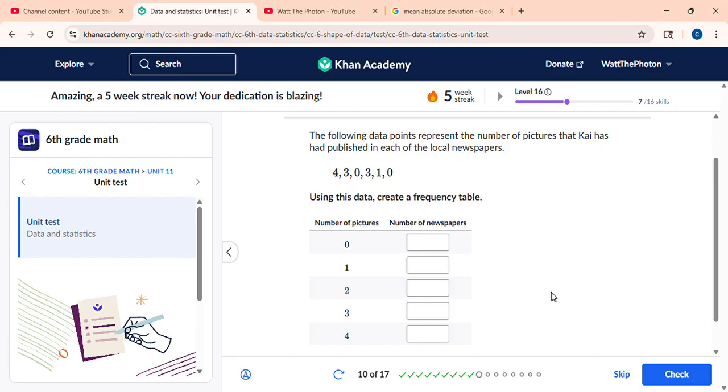The following data points represents the local number of pictures that Kai has published in each of the local newspapers. Using this data, create a frequency chart. To the newspapers, 1, 0, 2, and 1. 1, 2, 3, 4, 5, 6. 3, 6.